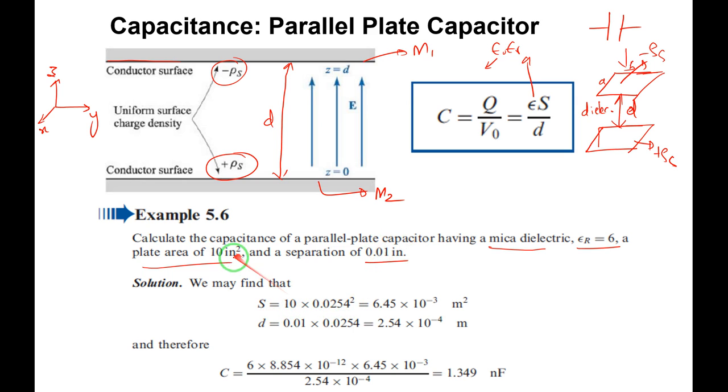So 10 inch square: 1 inch equals 0.0254 meters, so 0.0254 whole squared converts it to meters. Then d is 0.01 inch. Convert it into meters: 0.01 into 0.0254. So we know this formula. Substitute here: epsilon is epsilon naught into epsilon r, S is the surface area already calculated here, divided by d. So calculate. This is just substitution. We get 1.349 nanofarads. Nano means 10 power minus 9.